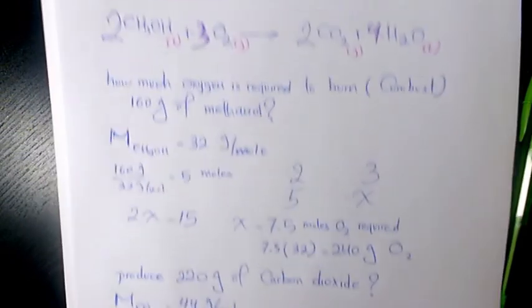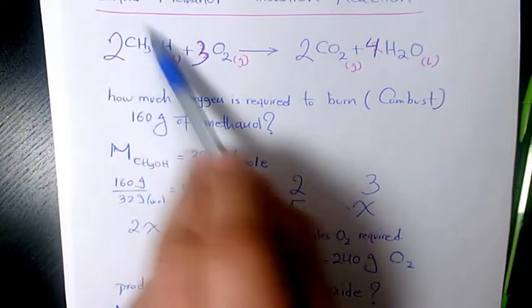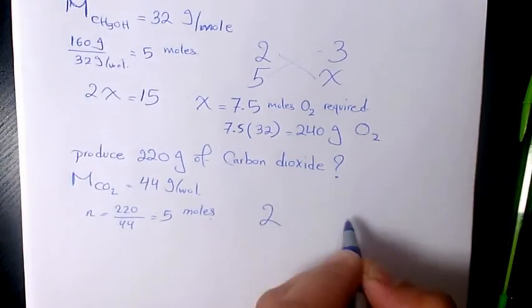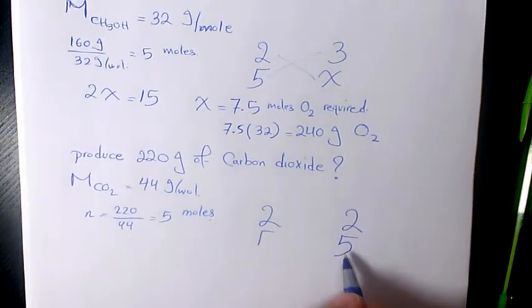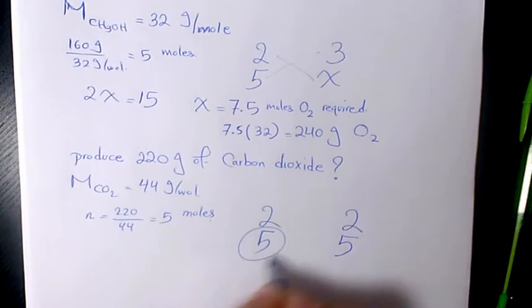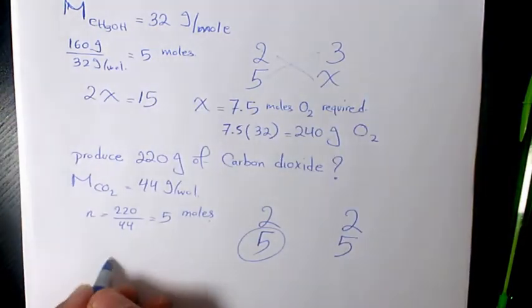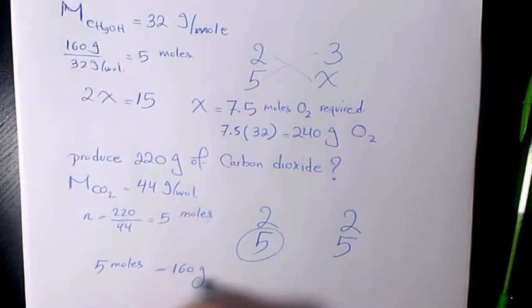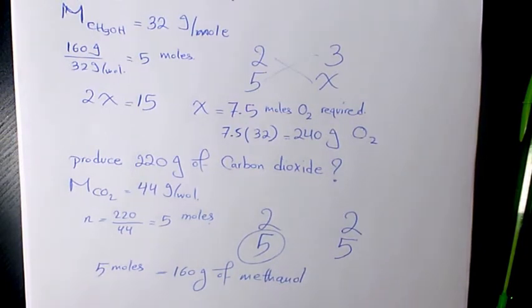Now we need to find out the relationship between methanol and CO2. 2 moles of methanol produce 2 moles of carbon dioxide. So 2 moles of methanol is going to give you 2 moles of carbon dioxide. Then for 5 moles of carbon dioxide, we're going to need 5 moles of methanol, which we already found is equivalent to 160 grams of methanol. So that's how much you need to produce 220 grams of carbon dioxide.